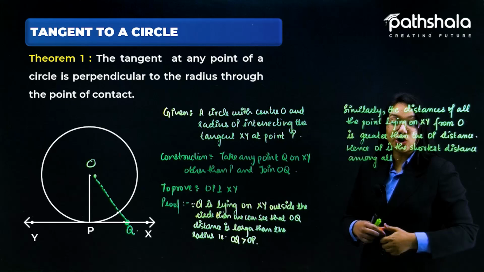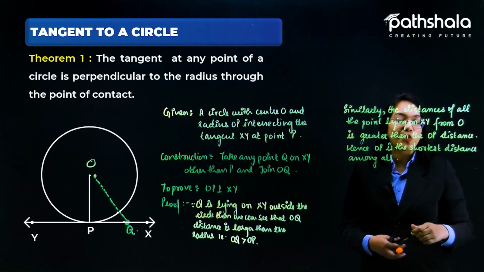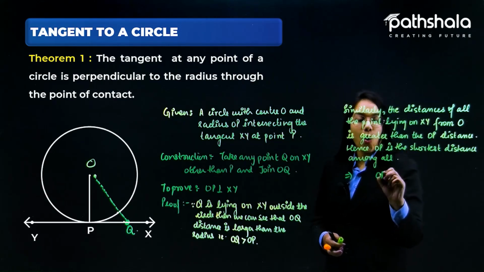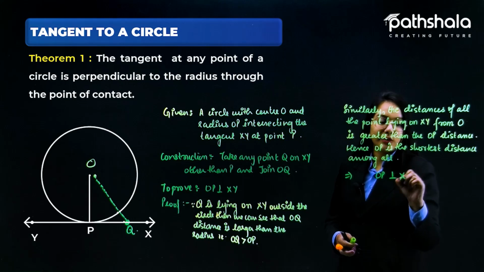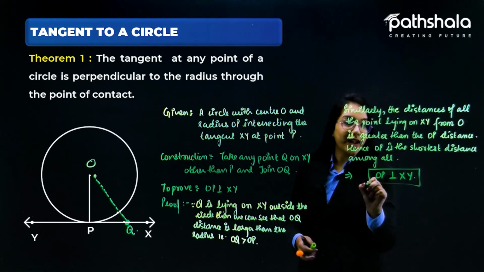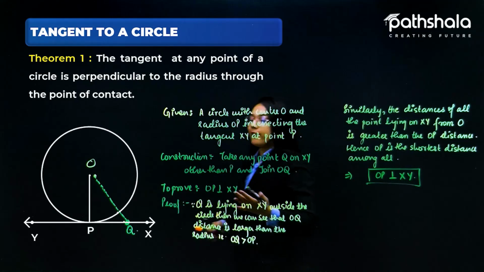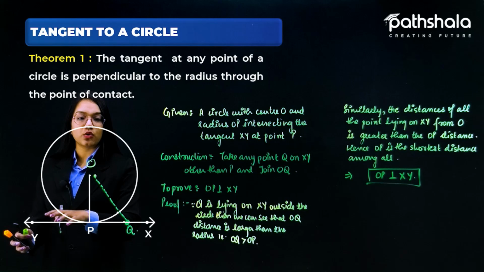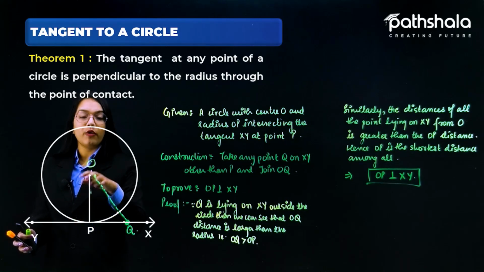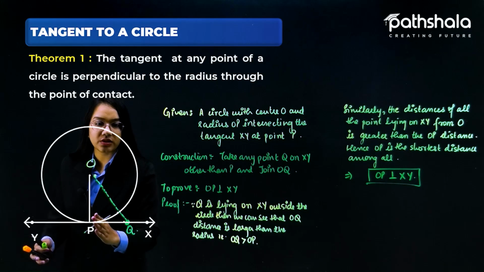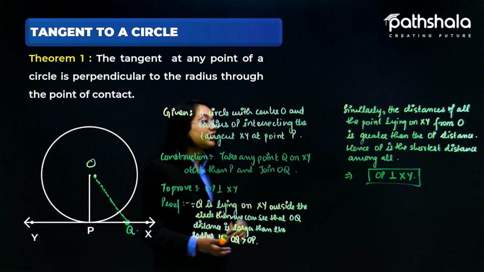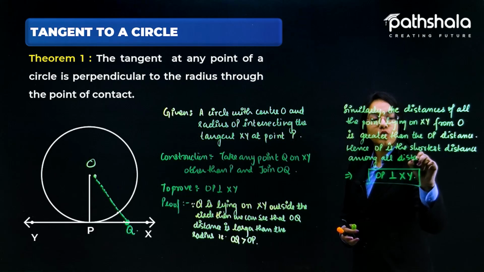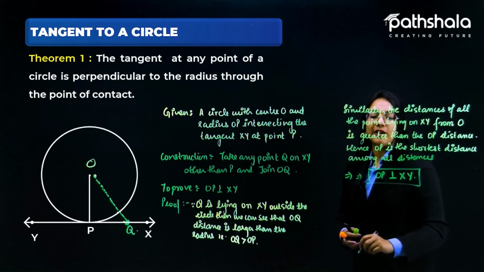Since OP is the shortest distance among all the distances of the points lying on the line XY, it implies that OP is perpendicular to XY. If you take any point on this tangent, its distance from the point O will definitely be greater than OP. So OP is the shortest among all the distances, and it implies that OP is perpendicular to XY.